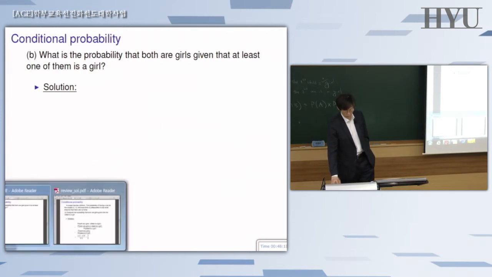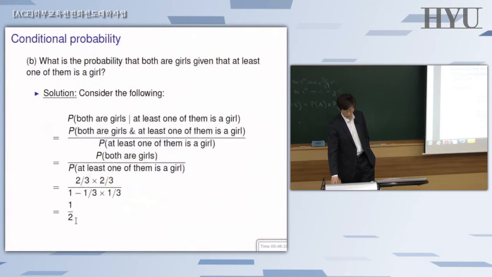How do you go for this one? Same as before. Start from the definition. Conditional, so a bit longer, but the same line of logic and reasoning can be applied to get to the correct answer. So first write out the conditional probability, assuming that at least one of them is a girl. You want to compute the probability that both of them are actually girls.